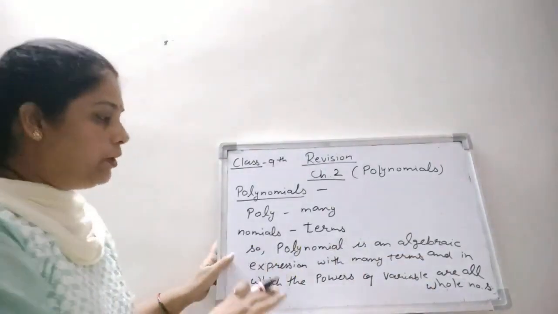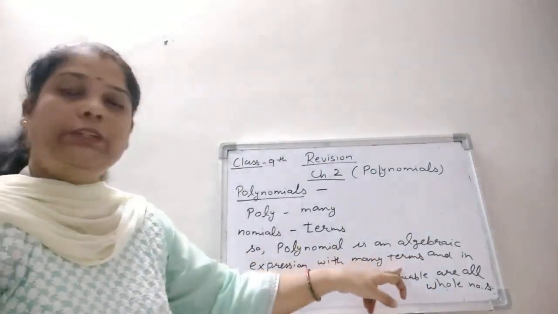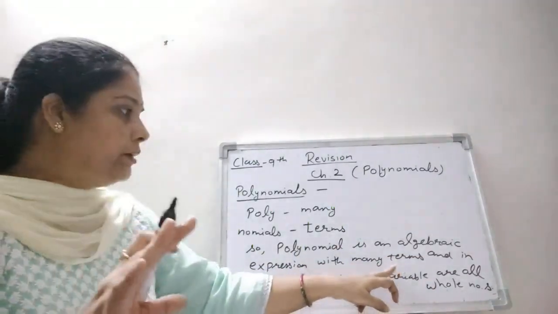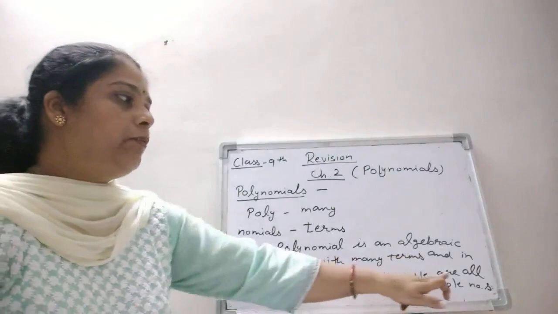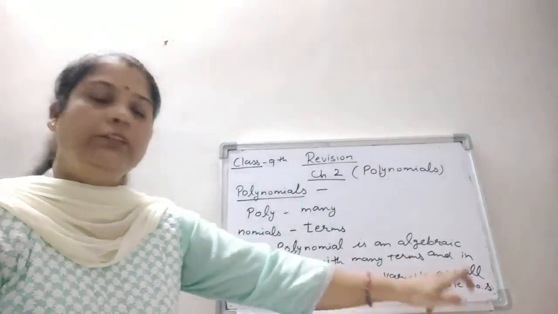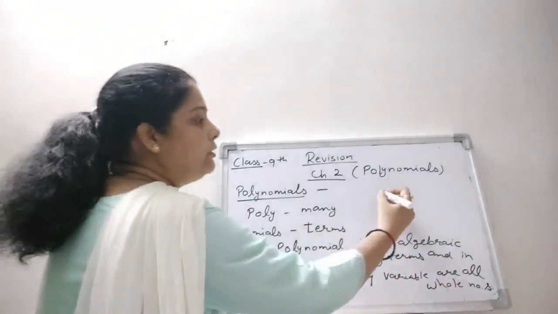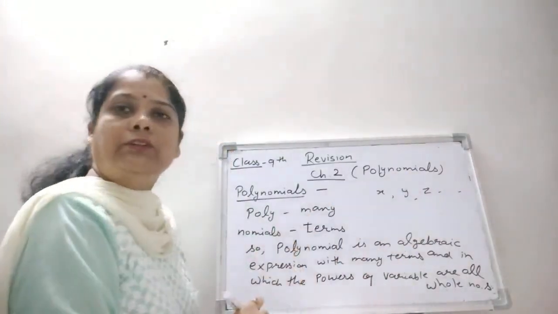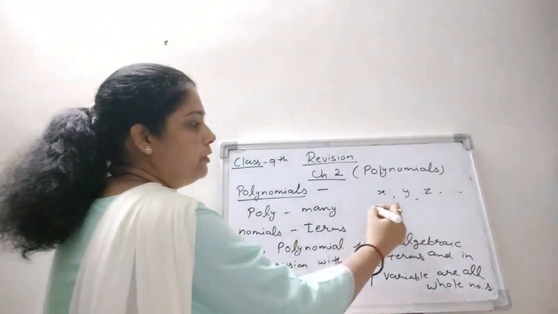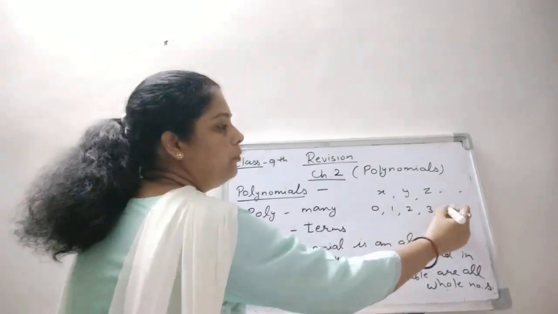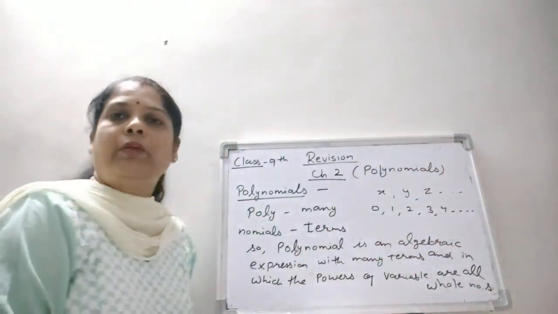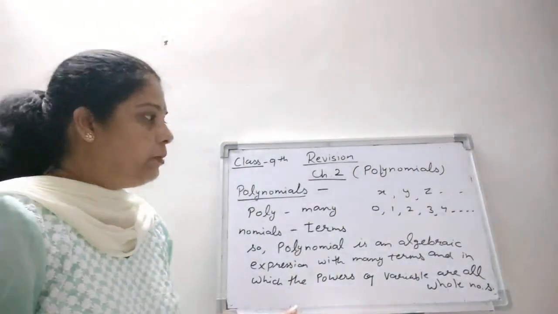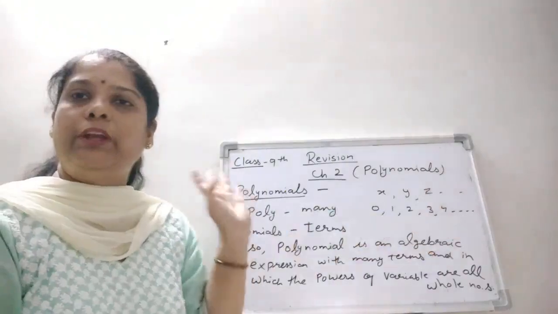Means basically what is polynomial? An expression with many terms. Means the expression should be in many terms and the powers of variable are whole numbers. What does this mean? Variable means if you have variable x, y, z, etc., the powers of variable should be whole numbers. Means 0, 1, 2, 3, 4 and so on. Means power should not be negative or in fractional form. Power should be 0, 1, 2, 3, 4 and so on.